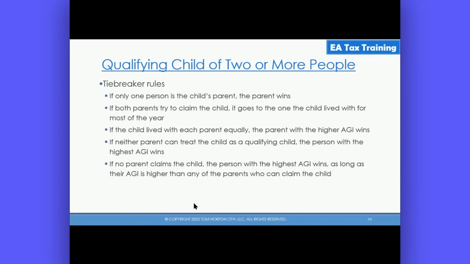If no parent claims the child, then it's the person with the highest adjusted gross income. However, there's a proviso here: as long as their AGI is higher than any of the parents who can claim the child. So, what are they talking about here? It seems pretty convoluted. So, what you could have here is a high income taxpayer who is the parent of the child.